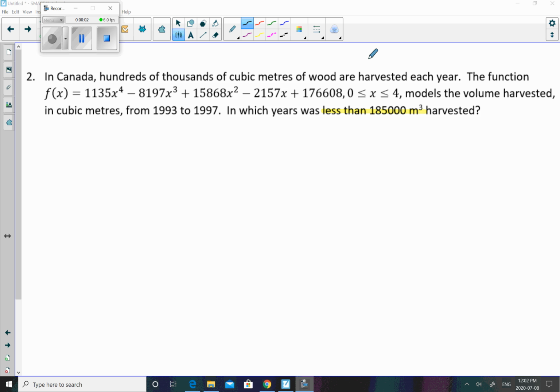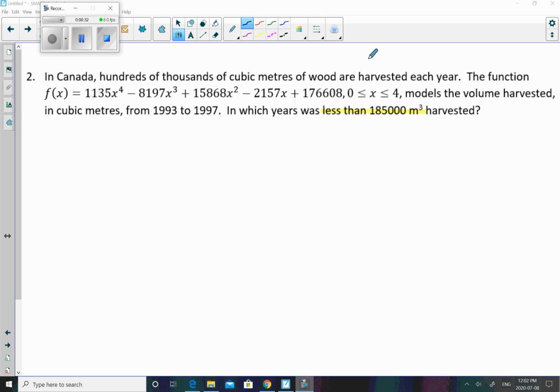Example 2 for lesson 17 is a polynomial model. So we have this very complicated quartic equation that you see in front of us. And what this equation models is, in Canada, the hundreds of thousands of cubic meters of wood that are harvested each year. X is the time in years, and we're looking at X between 0 and 4 because we're specifically interested in the volume harvested in cubic meters between 1993 to 1997, so in that 4-year span.